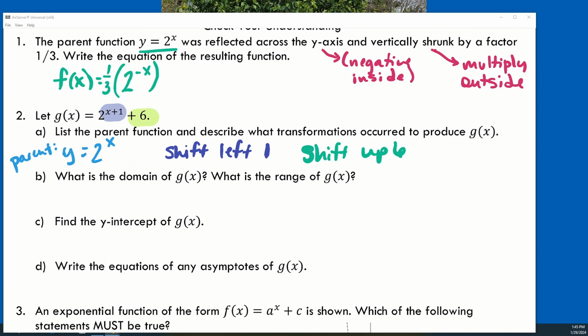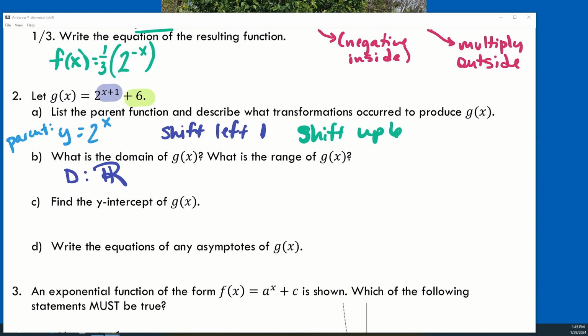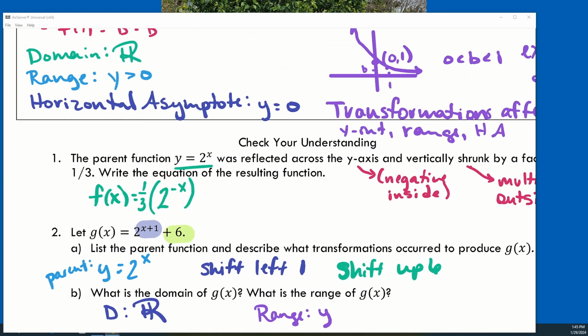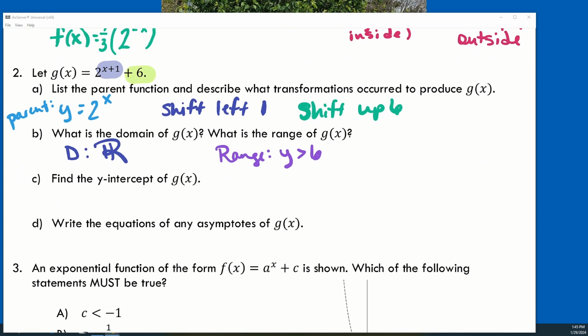All right. What do you guys think about the domain of G? Should it change from the original parent? No. It's just going to be all real numbers. Okay. So basically what happened on this one is this was 2 to the x that we did earlier. It shifted to the left 1 and then up 6. So how is that going to change the range? We start with 6, right? So instead of y is greater than 0, it's going to be y is greater than 6. Good job.